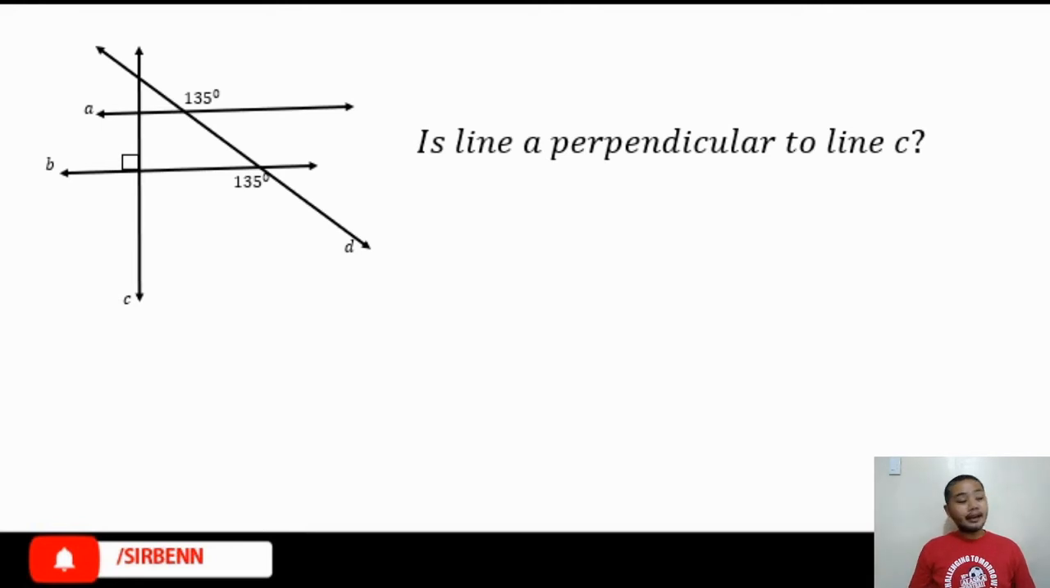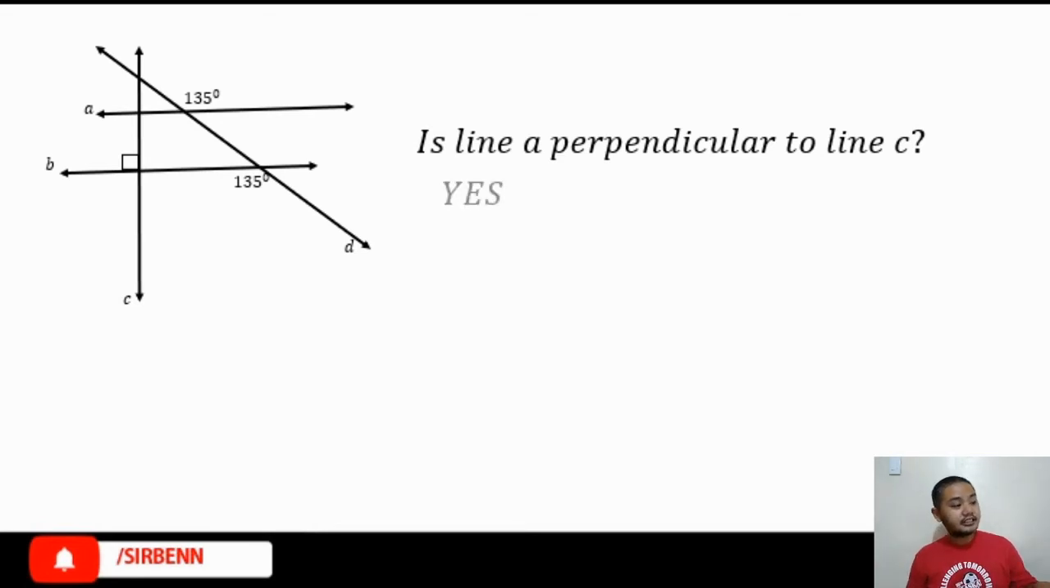Huwag tayong magpapapekto na, sir, mukha naman silang perpendicular. Mukha lang perpendicular pero obvious naman sir na perpendicular sila. Okay? It's not enough, no? So, kailangan may basehan tayo bakit natin masabi na perpendicular sila. Hindi natin pwede maging basehan na, sir, obvious naman. Okay? So, tingnan natin ngayon dito, is line A perpendicular to line C?